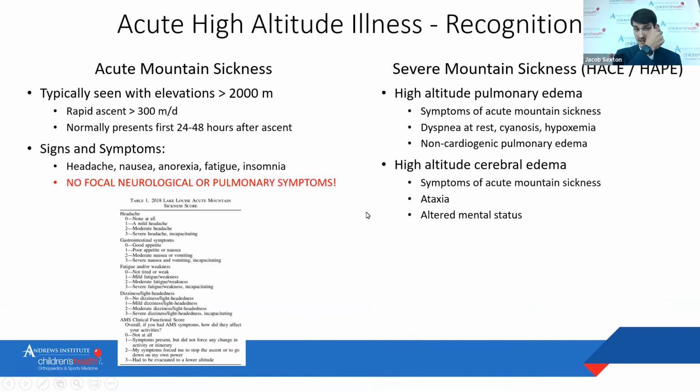So recognition, acute mountain sickness is typically seen with elevations greater than 2,000 meters or a rapid ascent greater than 300 meters per day. It typically presents in the first 24 to 48 hours after ascent. And the signs and symptoms are a typical prodrome, not feeling too well. So you get your headache, nausea, anorexia, fatigue, and insomnia.